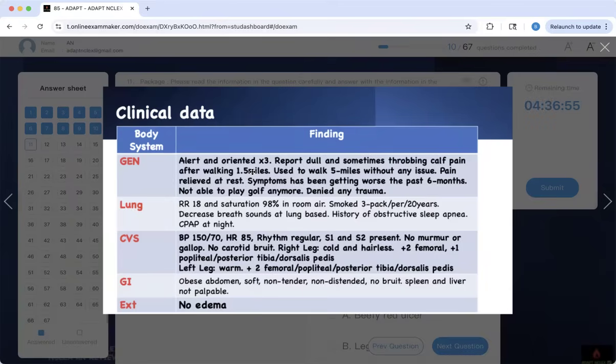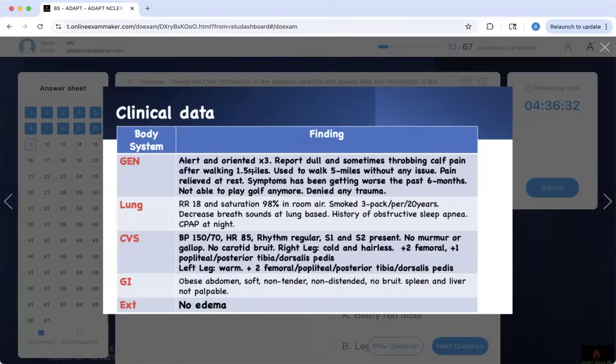The past 6 months is getting worse no matter what. Not able to play golf. Why? Because of claudication. There's no trauma, right? Vitals, respiratory rate, saturation. Good. Is smoking a risk factor, right? Decreased breath sounds at lung bases. Well, if you smoke, I'm not worried about it. Lung bases is never a problem.